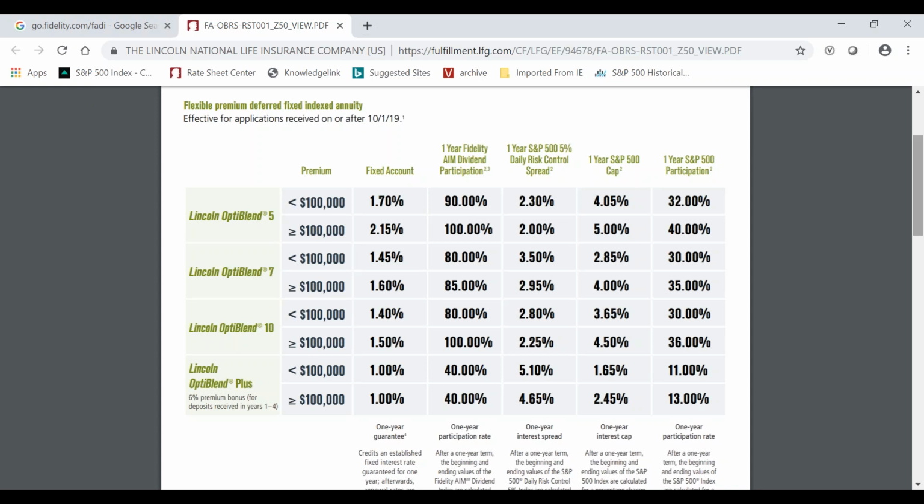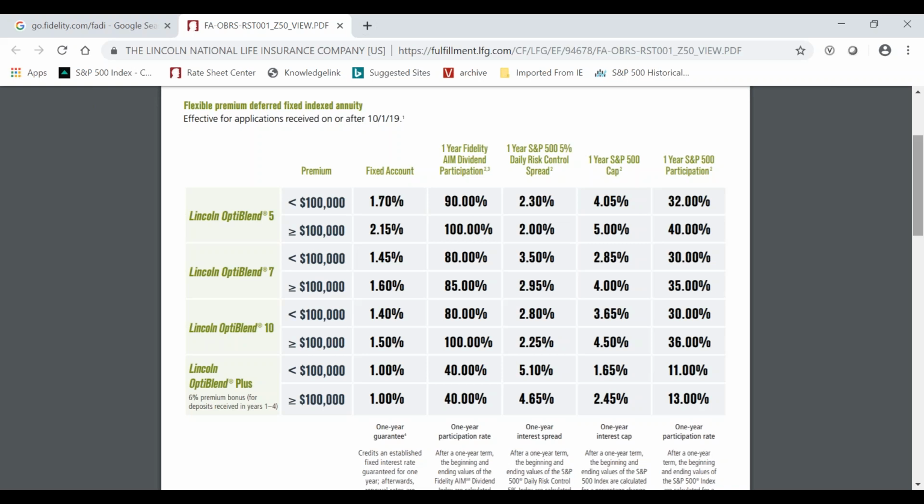For today's discussion of I4Life, we really just want to concentrate on the 10-year, not the 10-year with a bonus, just OptiBlend 10. If you're writing accumulation, that's great. Look at the 5, 7, 10 plus, whatever you want to do. I4Life, though, is primarily just going to be on the 10-year. It can't be on the 5-year. It could be on the 7-year, but most of the cases, if not all, are on OptiBlend 10.